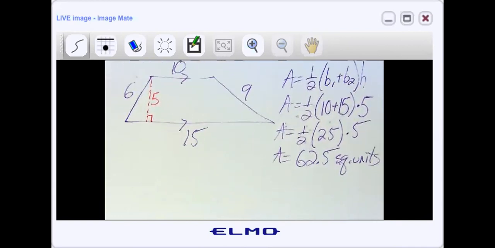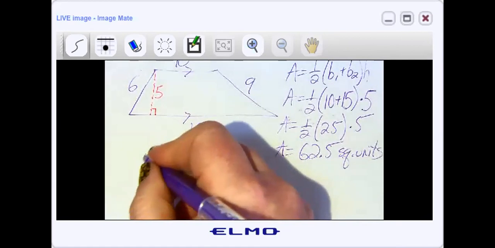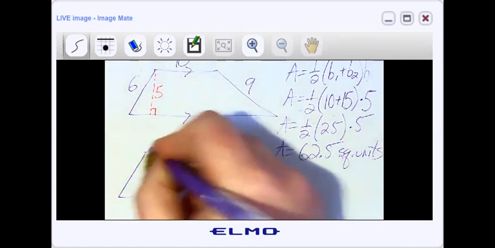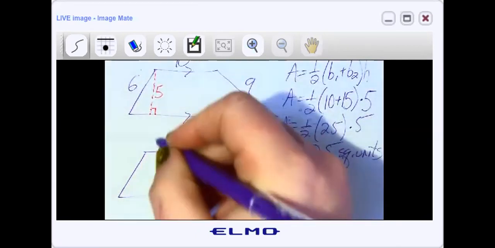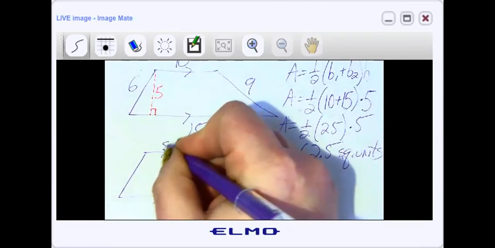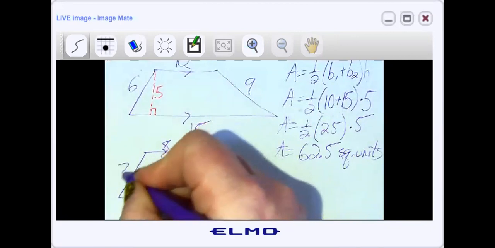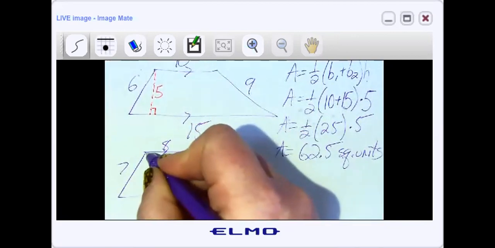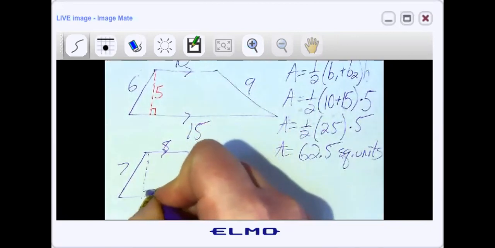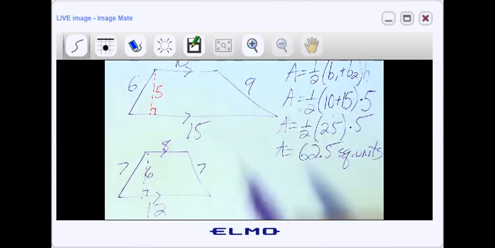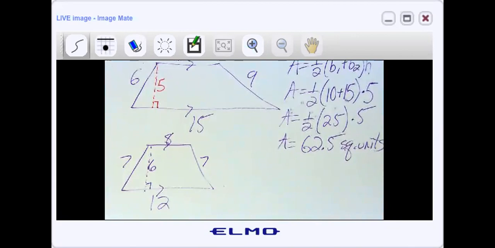So let me give you one to try. Let's say this is 8. This is 12. Let's make these 7s over here. And let's say that the height is 6. I don't know. So go ahead, find me the area of this trapezoid.